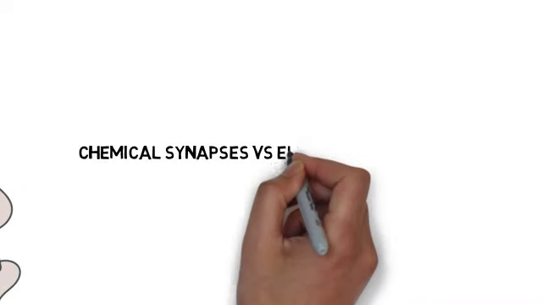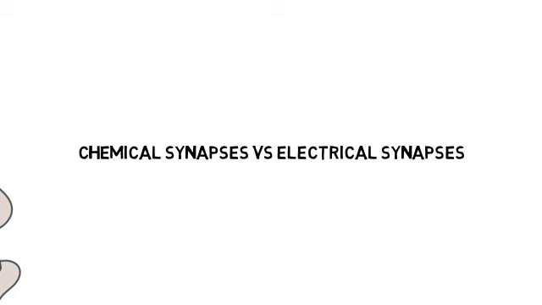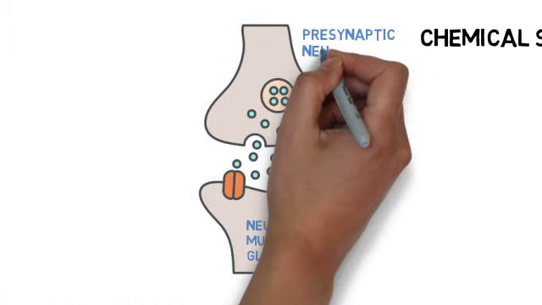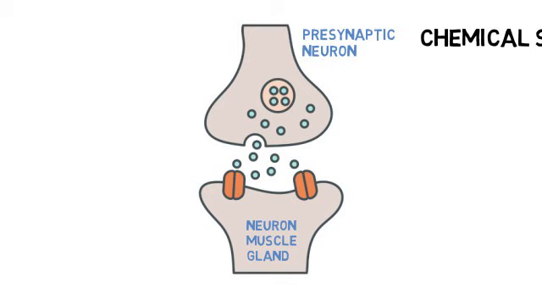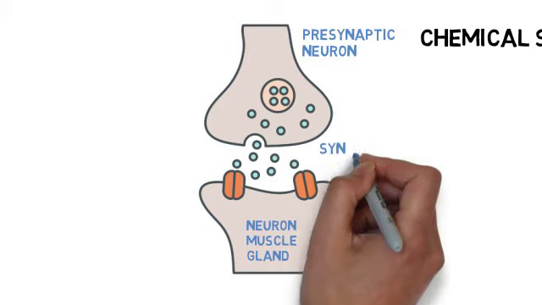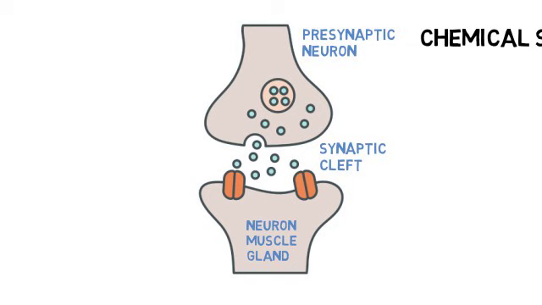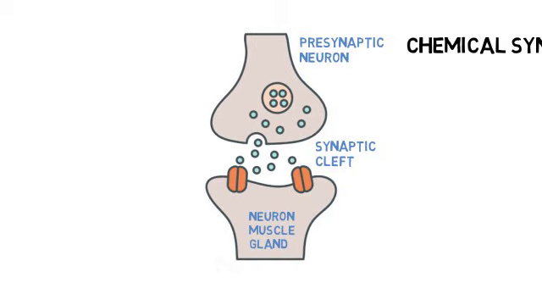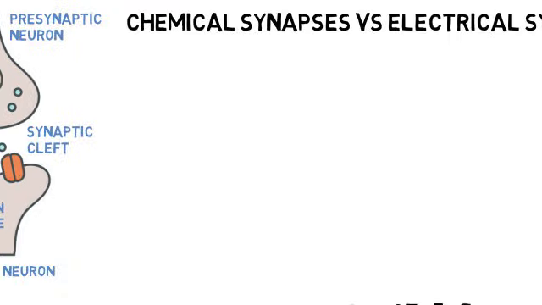There are two main types of synapses: chemical synapses and electrical synapses. Today, we'll focus primarily on chemical synapses, which are the most common types in the human brain. Let's break down the structure of a chemical synapse. It consists of three main parts. First, the presynaptic neuron, which sends the signal. You have the synaptic cleft, which is a tiny gap between the neurons, and you have the postsynaptic neuron, which receives the signal.